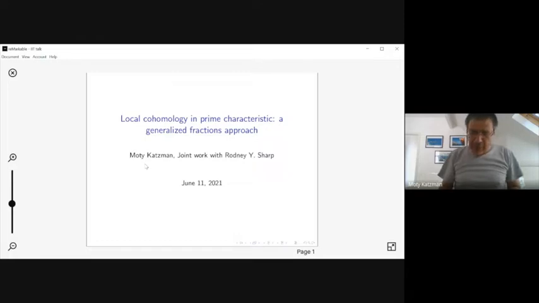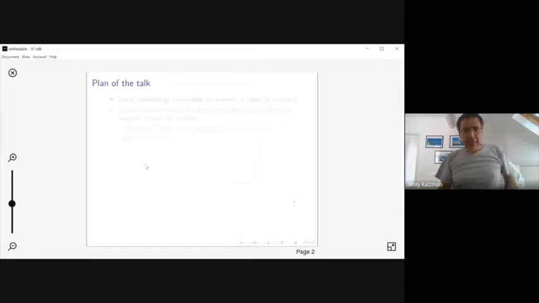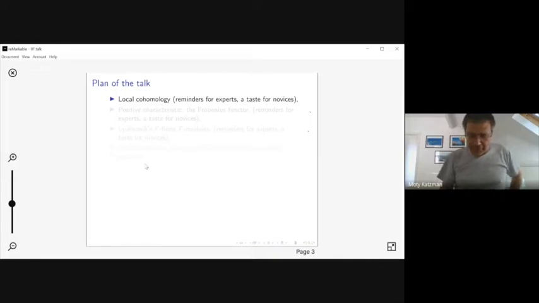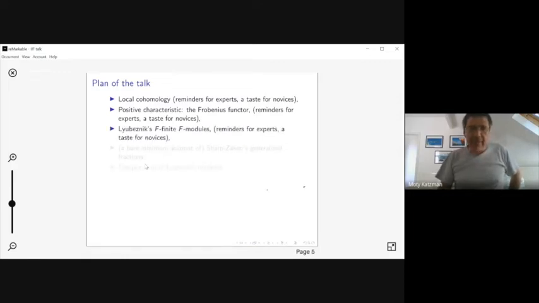So let me start by telling you what the plan for the talk is. I'm going to show you some things that many of you know very well, but if you don't, that's going to be a taste of the subject. I'm going to tell you what local cohomology is, and if you haven't seen this before, just enjoy the taste. I'm going to show you some tools that people use in positive characteristic, specifically the Frobenius functor. Again, if you haven't seen this before, it's just a taste of things to come. I'm going to tell you about Lyubeznik's finite F-modules.